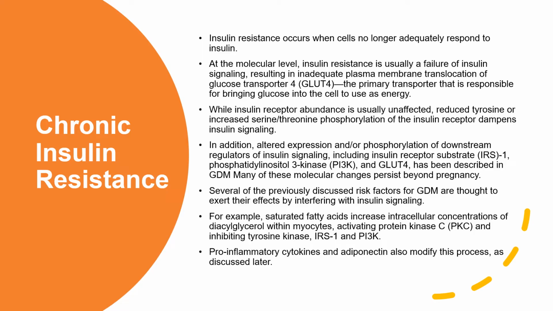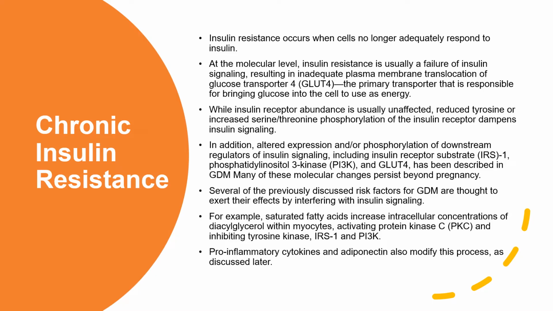While insulin receptor abundance is usually unaffected, reduced tyrosine or increased serine-threonine phosphorylation of the insulin receptor dampens insulin signaling. In addition, altered expression and/or phosphorylation of downstream regulators of insulin signaling, including insulin receptor substrate 1, or IRS1, phosphatidylinositol 3-kinase, or PI3K, and GLUT4, has been described in GDM. Many of these molecular changes persist beyond pregnancy.